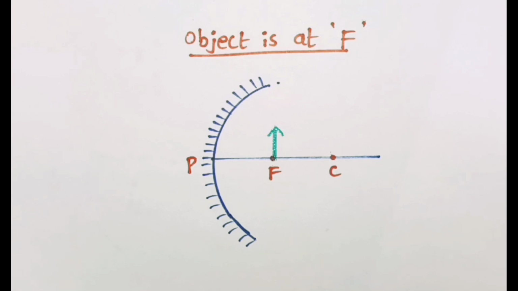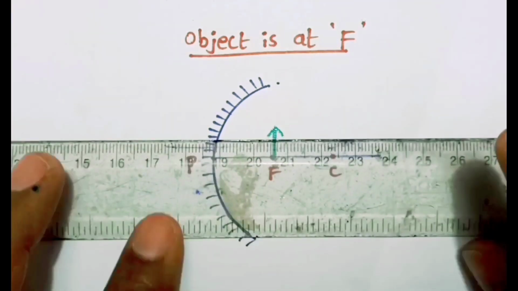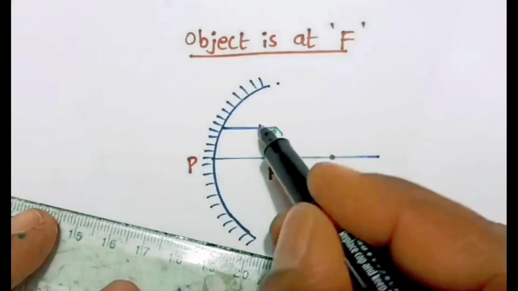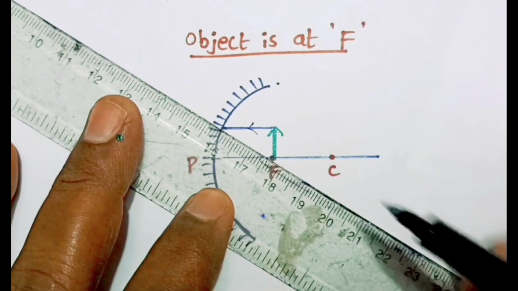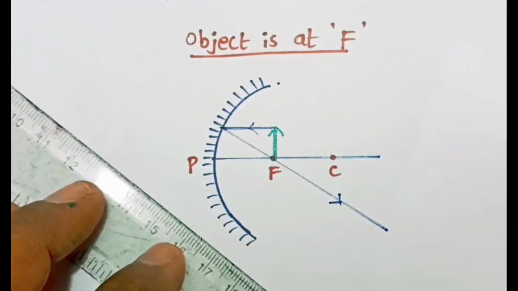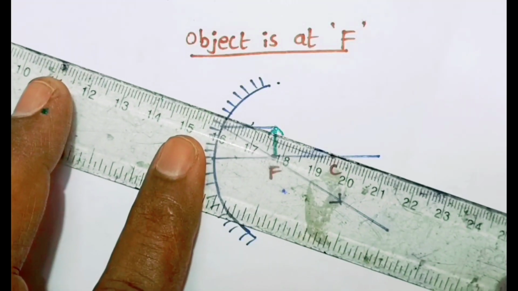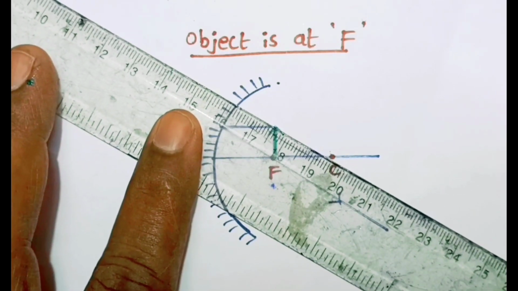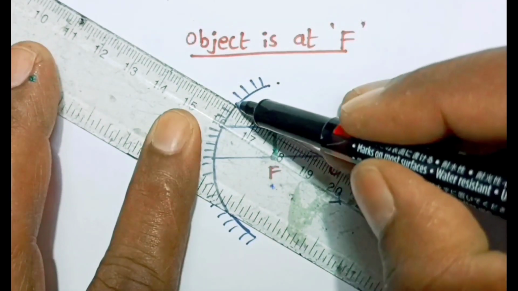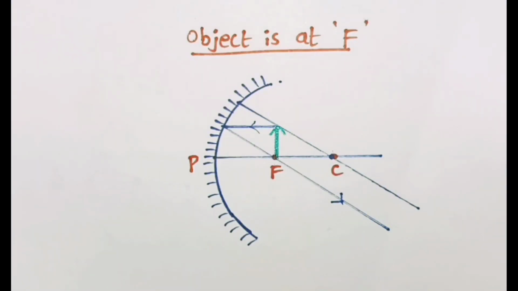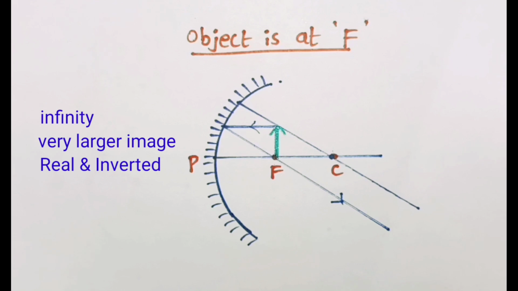Object is at the focus point. The first incident ray is parallel to the principal axis. It passes through the focus after reflection. The second incident ray, which is passing through the top of the object, is also passing through the center of curvature of the mirror. Since this incident ray passes through center of curvature, it will bounce back after reflection following the same path. These two reflected rays are parallel to each other, so the image is formed at infinity.